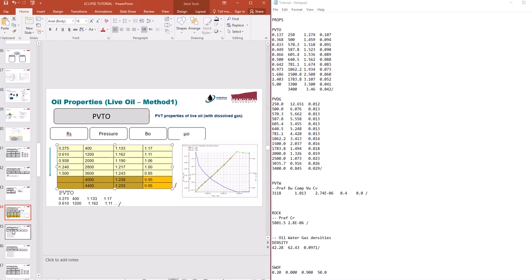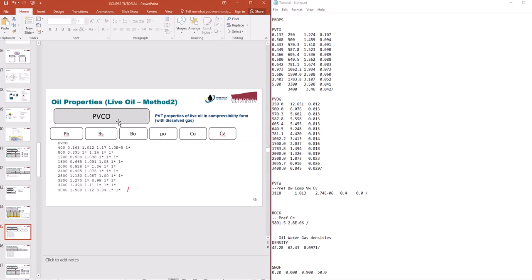And next, I'm also going to talk about the second method. So this was the first method, where you have tables, the PVT for the live oil. If you want to use the second method, you need to provide bubble point pressure, RS or solution gas oil ratio, oil formation volume factor, viscosity, and oil compressibility, meaning how BO changes with pressure, and viscosibility, meaning how viscosity changes with pressure. If you provide all this information, Eclipse can calculate that at the different pressures.